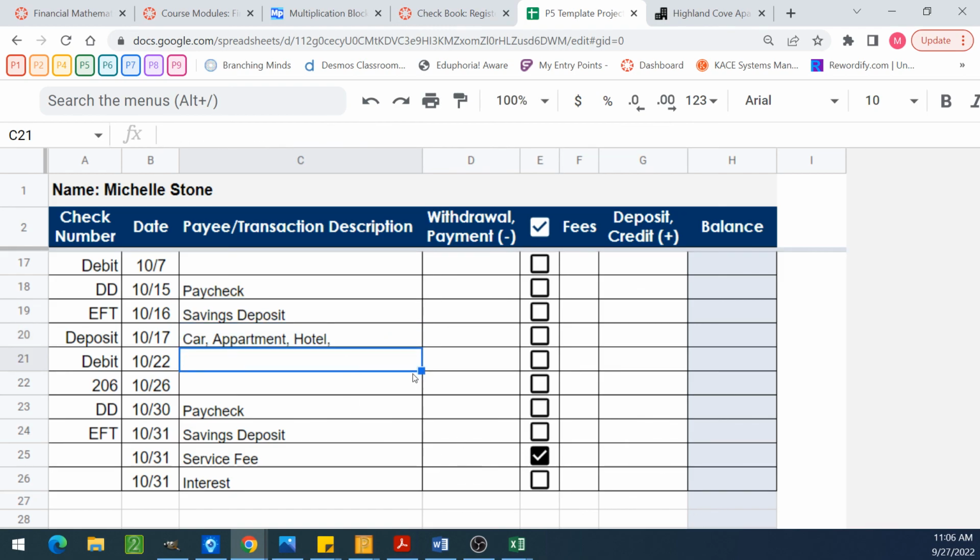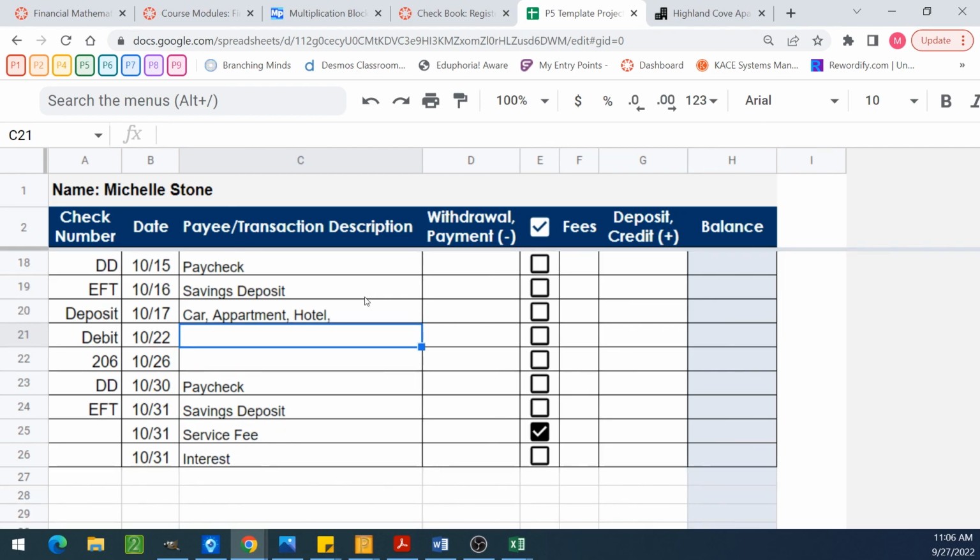Once you have this completed, you're going to save it as a PDF and you're going to turn it in. Do you need me to show you how to save it as a PDF or do you want me to wait?